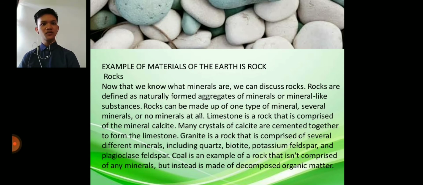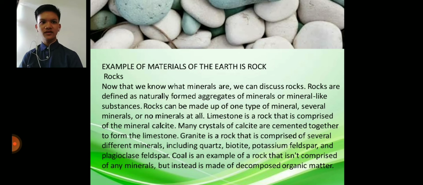Rocks. Now that we know what minerals are, we can discuss rocks. Rocks are defined as naturally formed aggregates of minerals or mineral-like substances. Rocks can be made up of one type of mineral, several minerals, or no minerals at all. Limestone is a rock comprised of the mineral calcite. Many crystals of calcite are cemented together to form limestone.